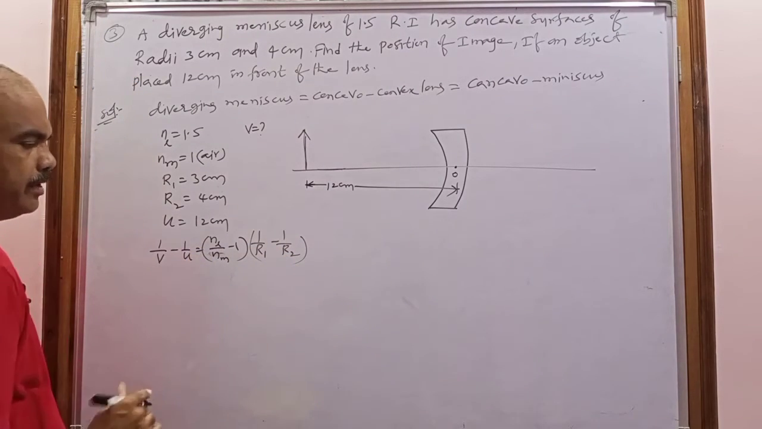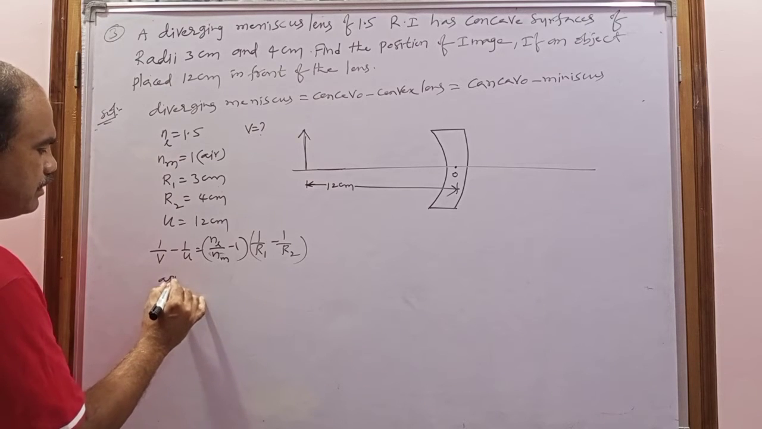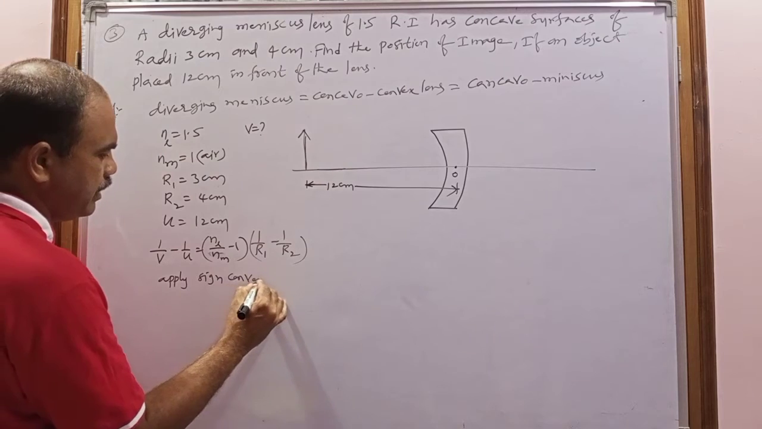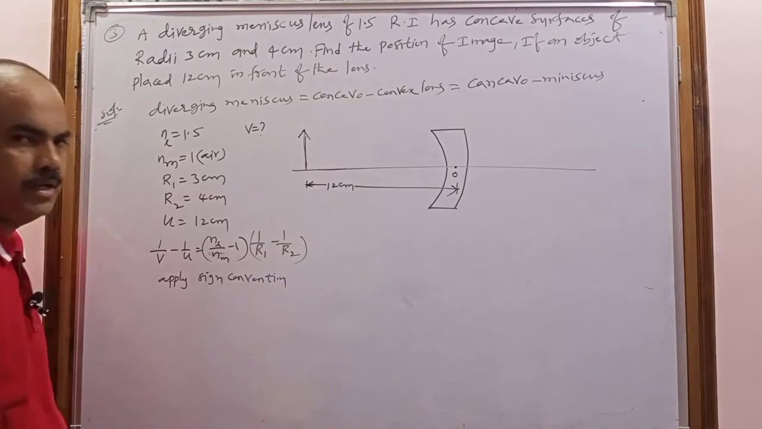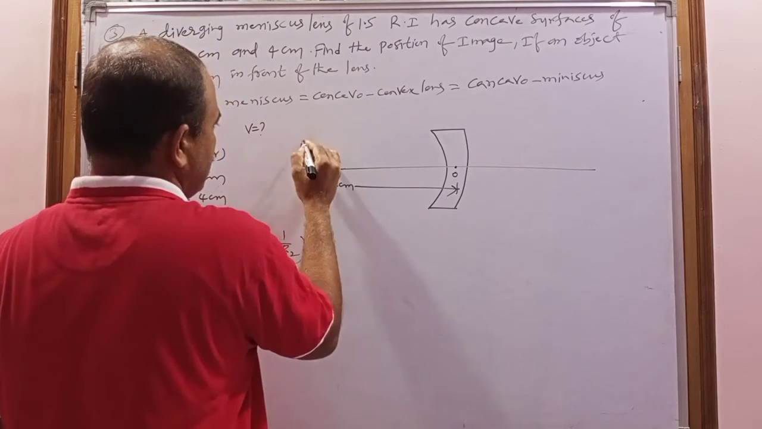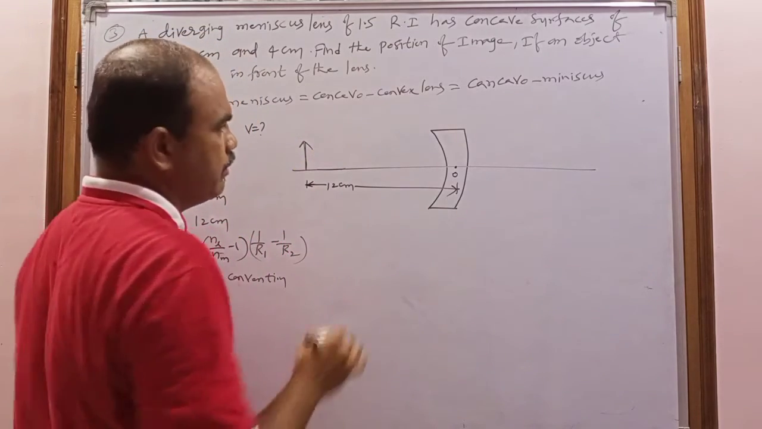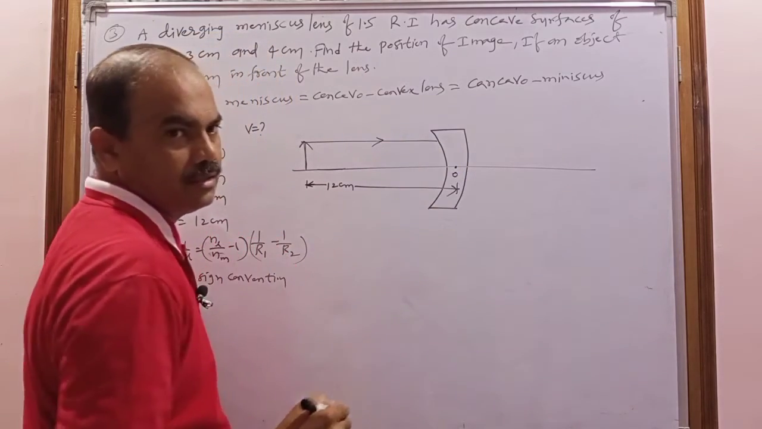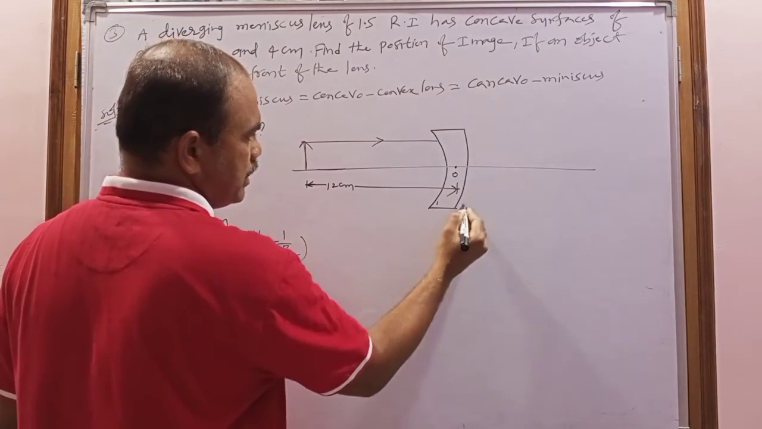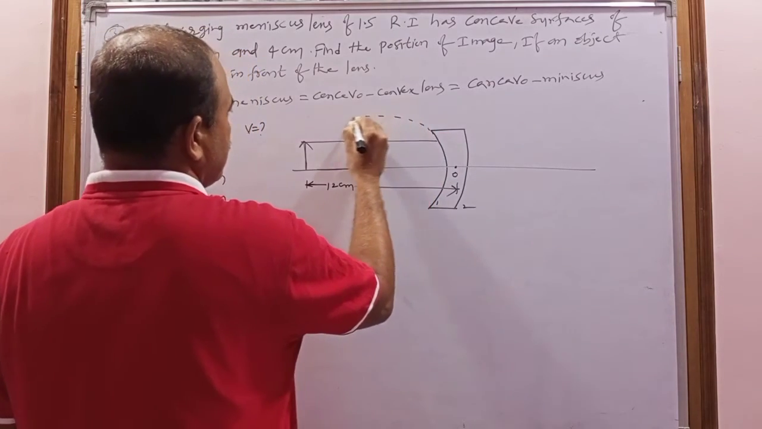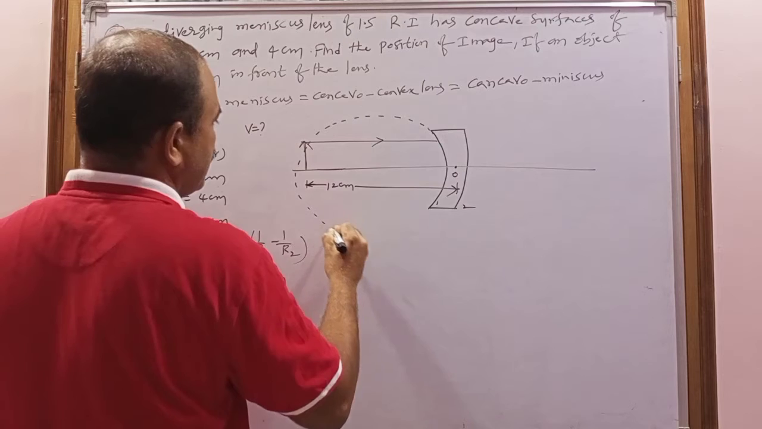But to use this formula we have to apply sign convention. So the incident light is in this direction. This is the object, and from the object the light is incident on this lens in this direction. Now this surface is taken as the first surface and this is taken as the second surface. Taking the first surface, when I draw the sphere, you get the sphere.